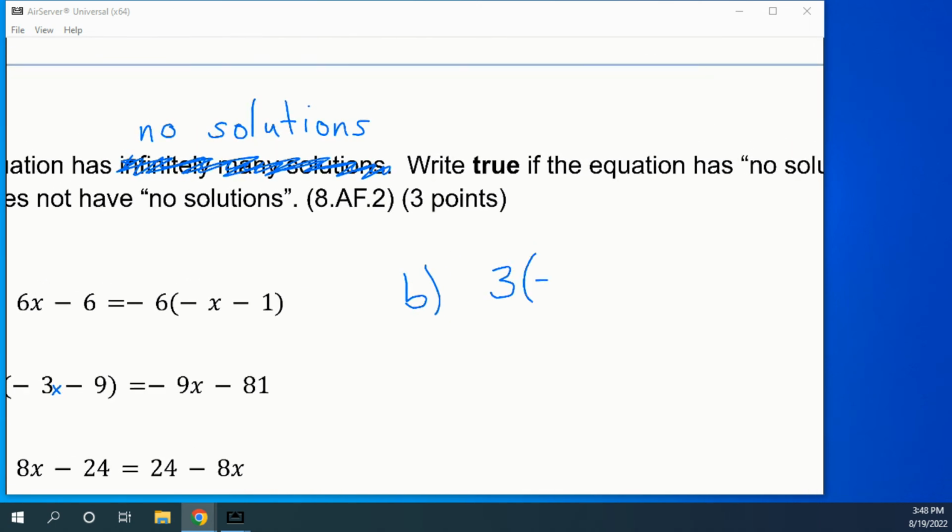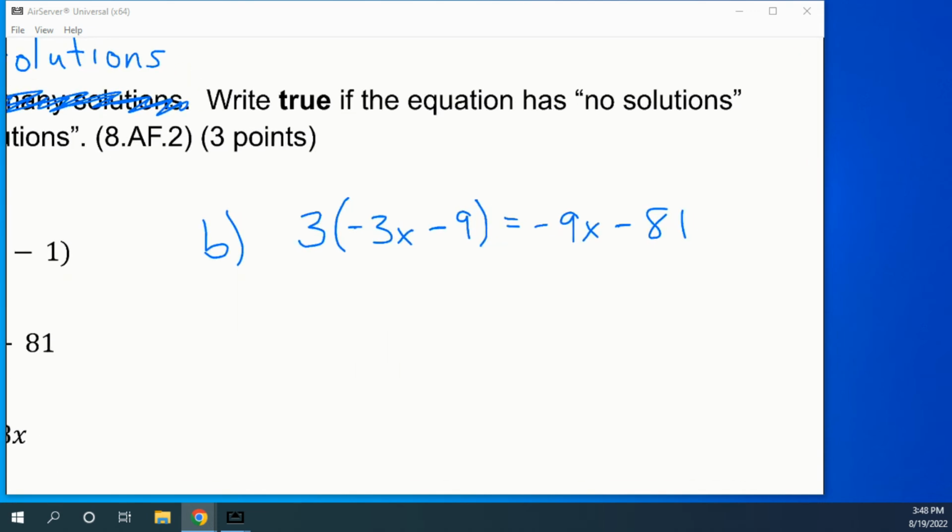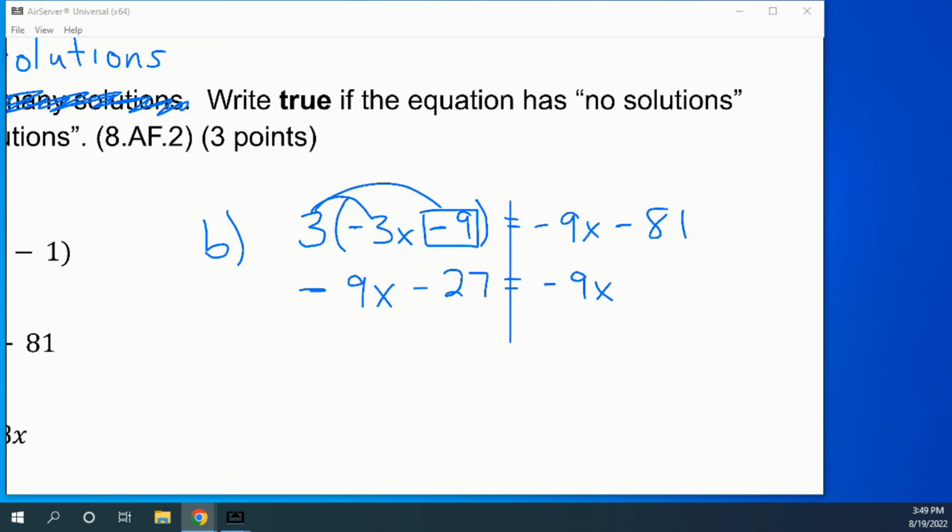So I'm going to take 3 times negative 3x, as it should have been, equals negative 9x minus 81. Okay, so this is B. First step is always look for distribution. So we're taking 3 times negative 3x to get negative 9x, and then 3 times negative 9 to get negative 27. Bring the right side down.